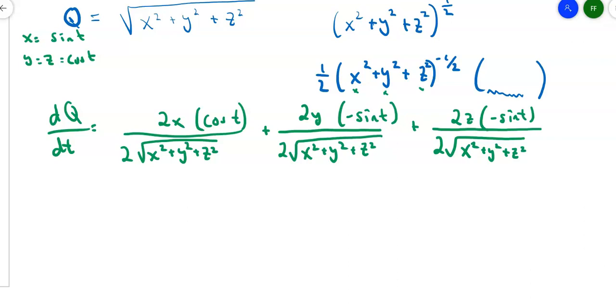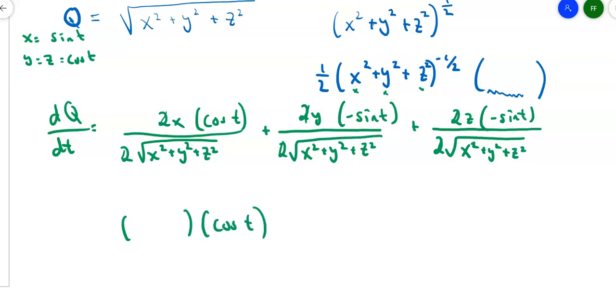All right. What can I do? Let's try to simplify this a little bit. First of all, you notice all the 2's go away. All these 2's, 2 top and bottom, 2 top and bottom, 2 top and bottom. So I end up with x times cosine of t.